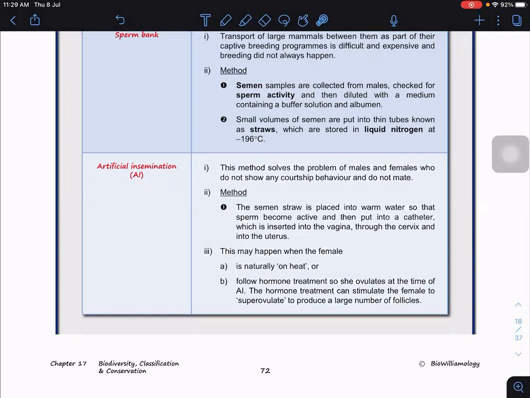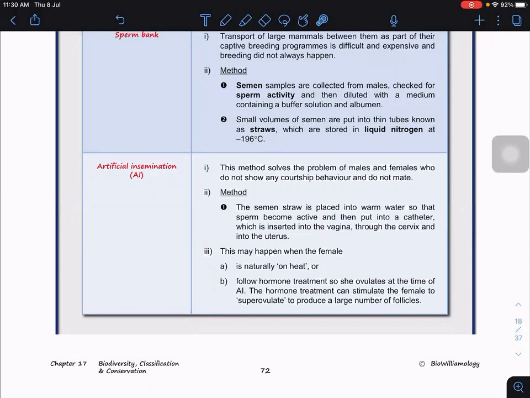So the semen straw, just now, we can receive it from another zoo in a different country. We put it in warm water to activate the sperm. Then we put it in a catheter, which is a tube that can transfer the sperm, inserted into the vagina through the cervix and into the uterus. This method is also called IUI, intrauterine, meaning inside the uterus. Then we release the sperm cells. These sperm cells will fertilize the ovum. Are you clear? Okay, so this is the method.